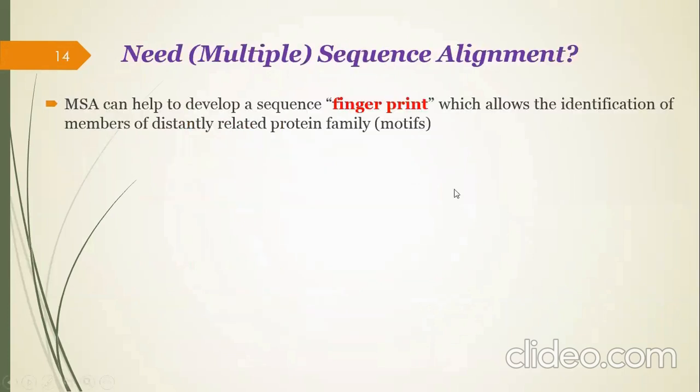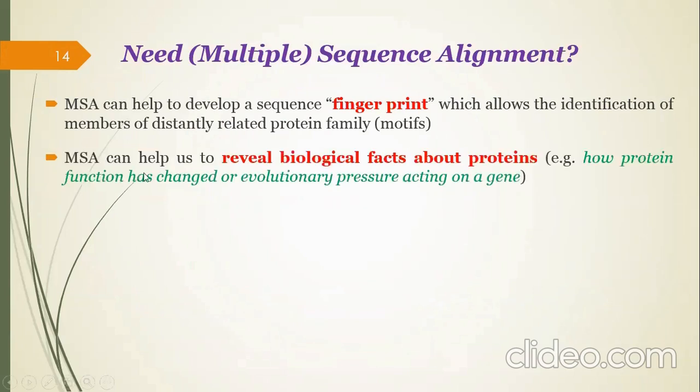Okay, and in multiple sequence alignment, why do we need that? Multiple sequence alignment can help to develop a sequence fingerprint, which allows the identification of members of distantly related protein families. We can search for protein motifs and domains actually. And multiple sequence alignment can help us reveal biological facts about proteins. First, it will find out the fingerprints for us, like the conserved sequences in distantly related proteins. In different proteins, it can find out the conserved sequences for us, and those conserved sequences could be the fingerprints.